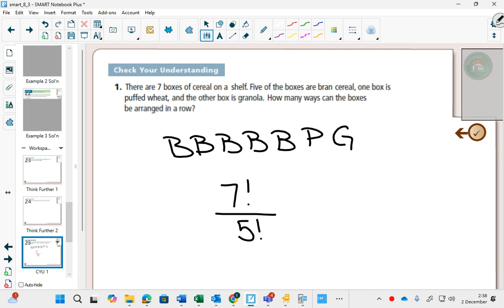This, you can do mental math. What is the answer? 42.